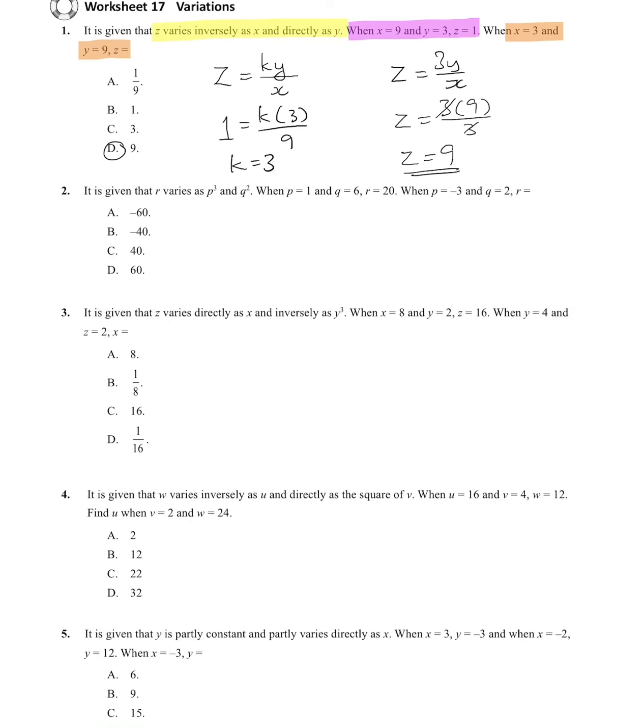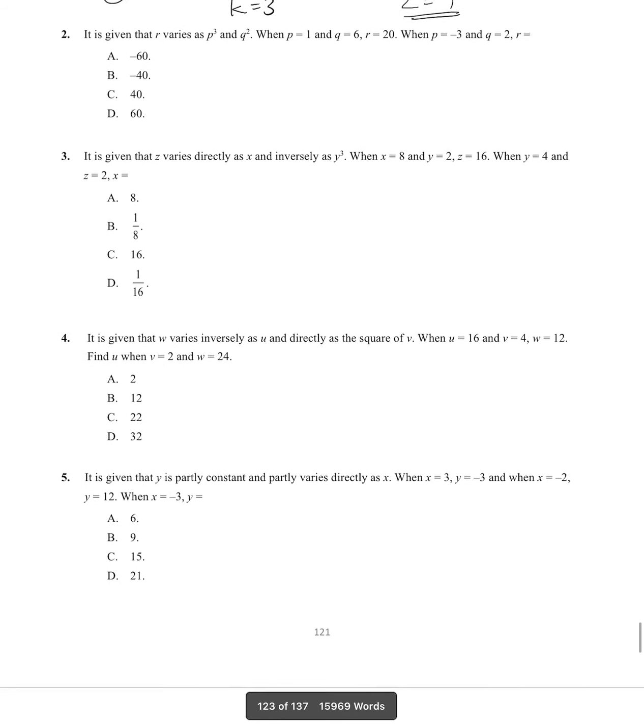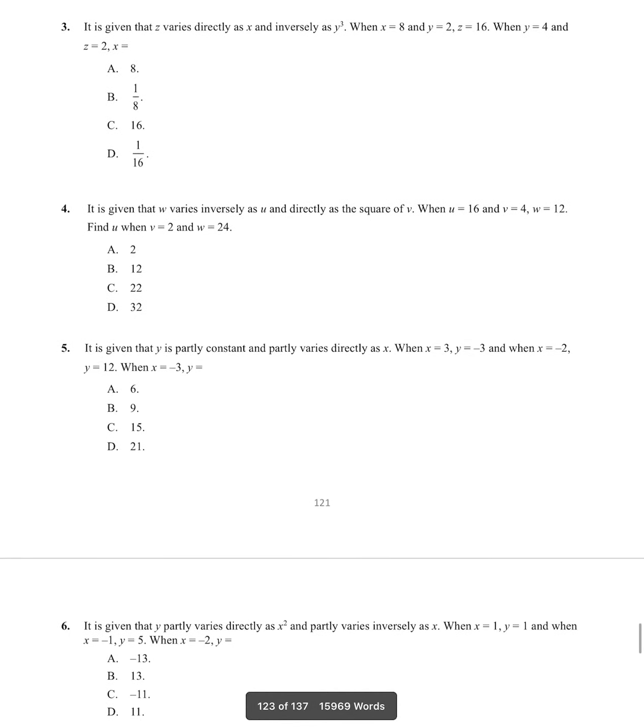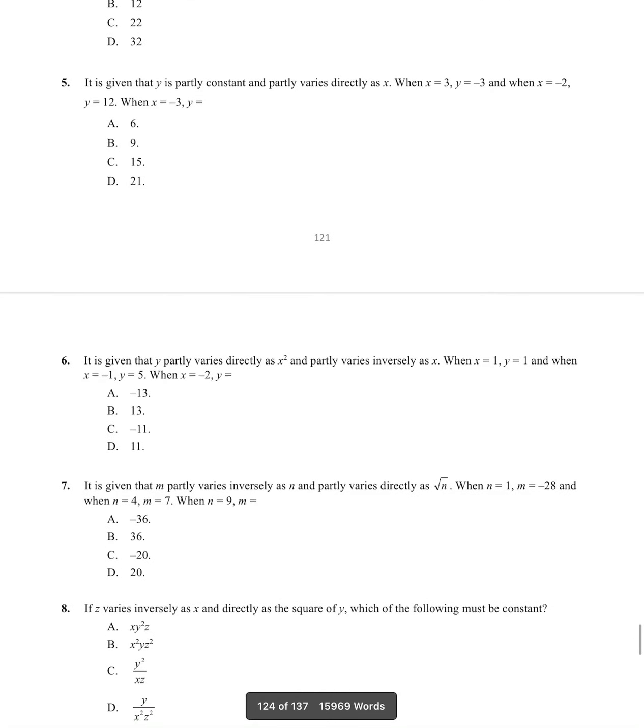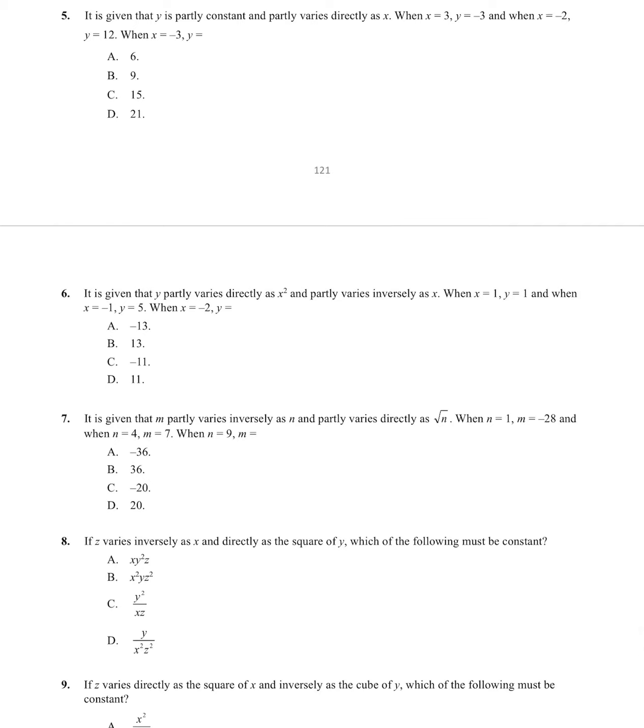Let's do this one, number 5. It's a partial variation question because you see the word partly. So y is partly constant, so k1, and partly varies directly as x. So y equals k1 plus k2x.